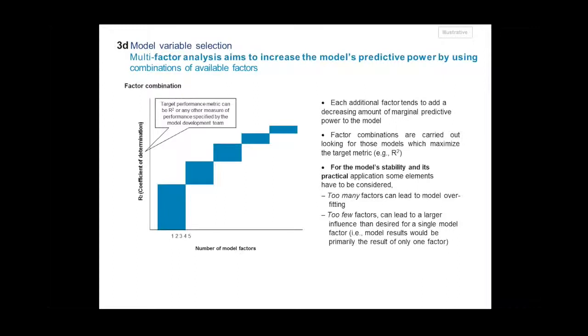For this model variable selection, the multi-factor analysis aims to increase the model's predictive power by using a combination of available factors. There are a number of model factors, and we can look at their coefficient of determination, compare those values, and determine how many factors we should use, whether we need to combine some, and whether we need to eliminate some. That's all a business decision. Too many factors can lead to model overfitting, and too few factors can lead to a larger influence than desired for a single model factor.